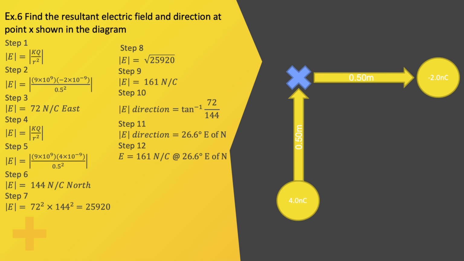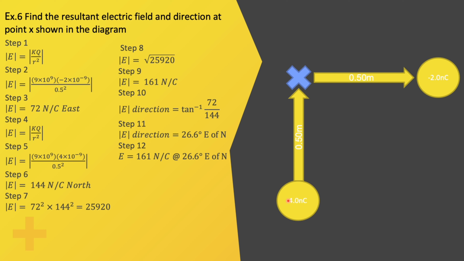We are now on our final example, which is example number 6, in which we will need to find the resultant electric field and direction at point X. This is point X, shown in this diagram. For this question, we have to look at the diagram as all the information is provided in it. I know it's a little hard to see, but that's why I will also be voicing out and telling you what the values are.